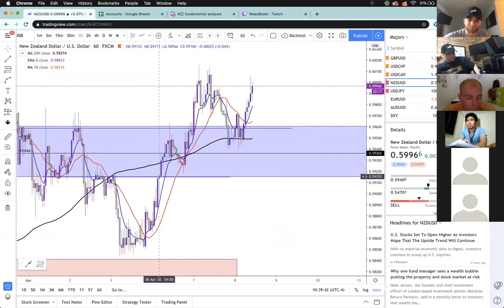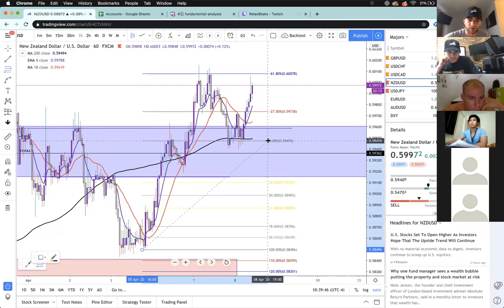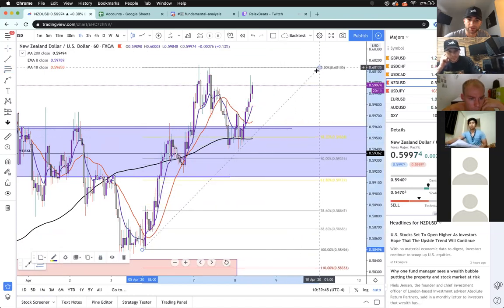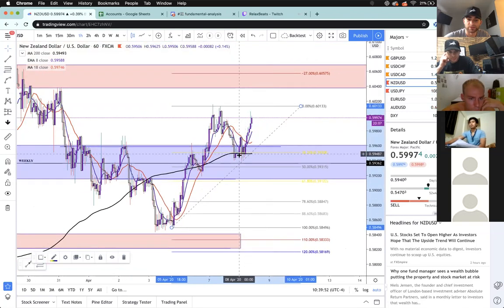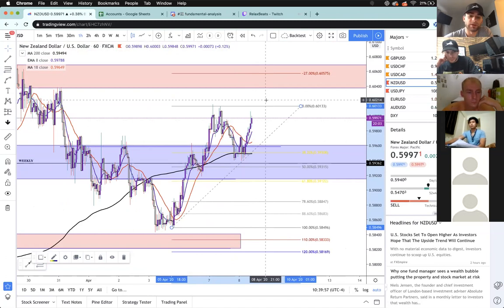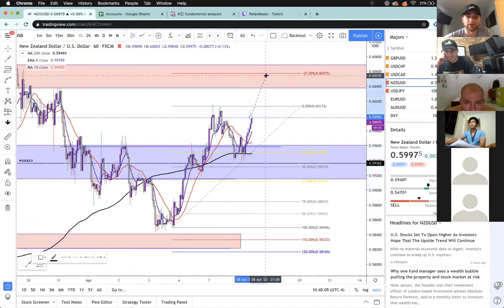1 hour. Let's fib from our low to our high all the way up to here. 38.2, double bottom, 38.2. So at the moment, everything is indicating, from my perspective, that we're going to get into this zone, that we're going to continue into this zone. So I'm really looking for NU to come up into this zone.